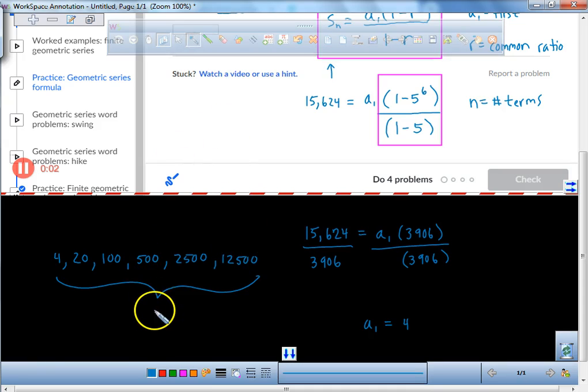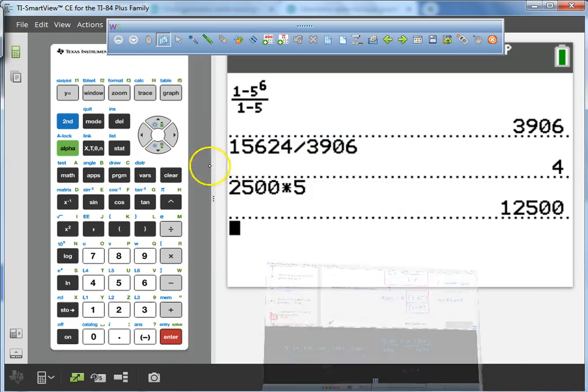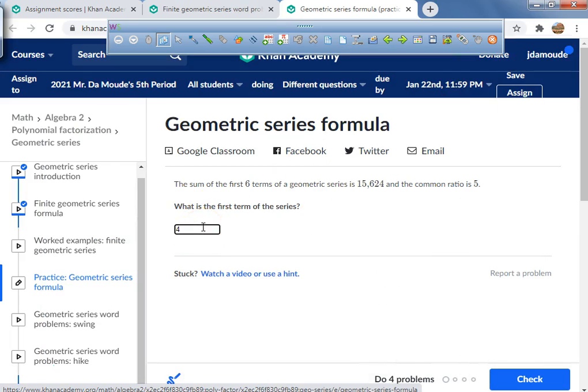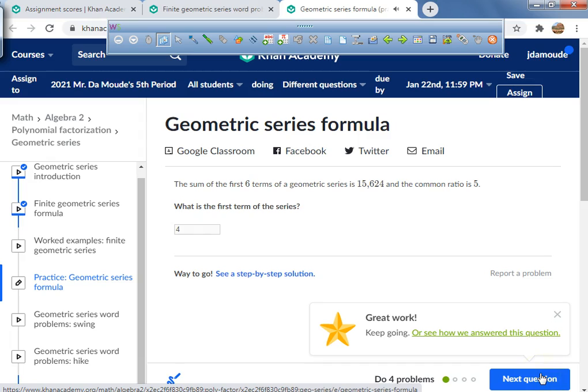This is what we call a geometric sequence. But this sequence becomes a series when you find the what? When you find the sum of all of those together. So our first term in this particular case was the number 4. And we'll keep moving on.